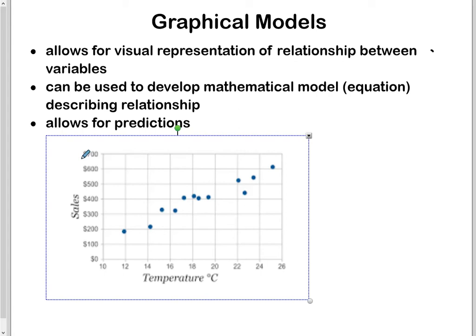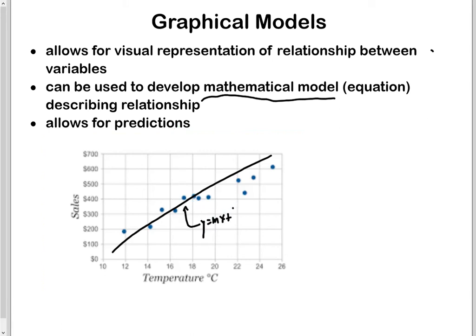I just described the relationship between these two variables and did it by looking at a graphical model or a graph. We can use this, possibly most importantly, we can use graphical models to develop our mathematical models or equations. And I'm betting you've even done that before. The way that we would do it is, this won't be a straight line, but I'll do my best. I could draw a line of best fit through here. And if I really wanted to, that line of best fit is going to have the equation y equals mx plus b, right?